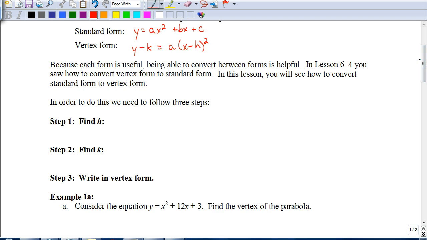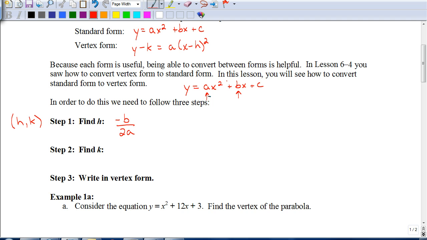The first step is to figure out what h is, because ultimately our first goal in steps 1 and 2 is finding the vertex. Remember, the vertex is made up of h and k. So our first step to find out what h is, we're going to use this formula. It's the opposite of b over 2a, because remember, our equation is going to be already in standard form. So the b is referring to the b that's in our standard form, and the a is also referring to this that's in standard form.